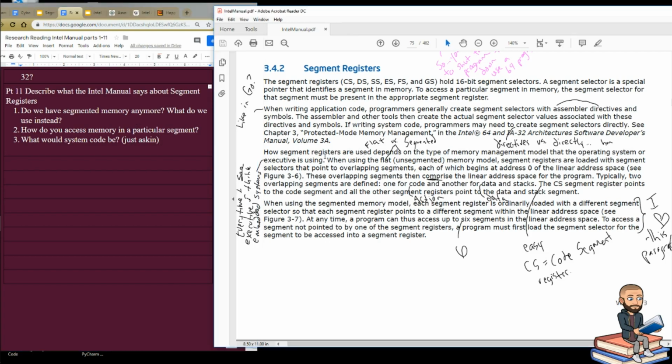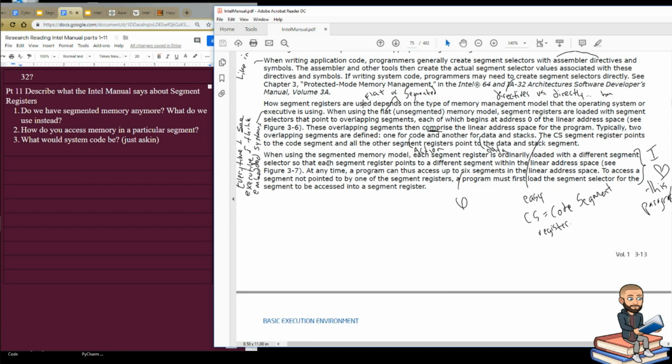Now, how segment registers are used depends on the type of memory management model that the operating system or executive is using. And I just mentioned here that every time I see the word executive, I keep thinking about embedded systems, since embedded systems are not always using an operating system per se. Not an area of expertise for me, so be careful with that.